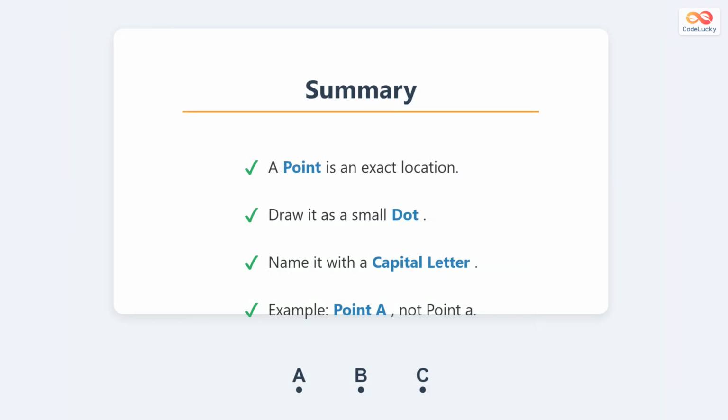To wrap up, remember these three key takeaways. First, a point is just a location. Second, we draw it as a dot. And finally, and most importantly, we always name it using a capital letter. Follow these rules, and your geometry notation will always be correct.